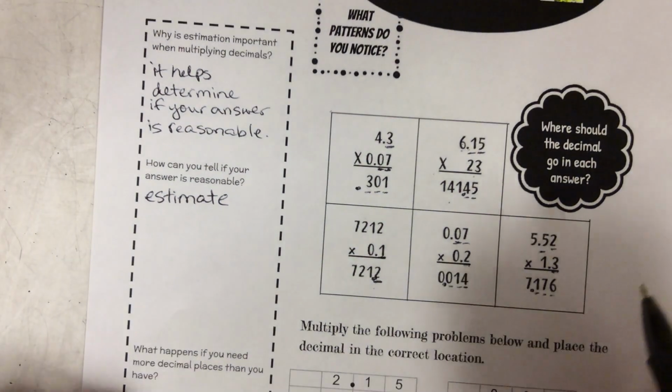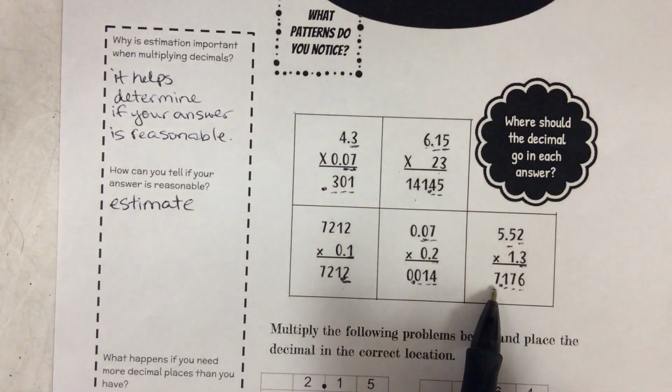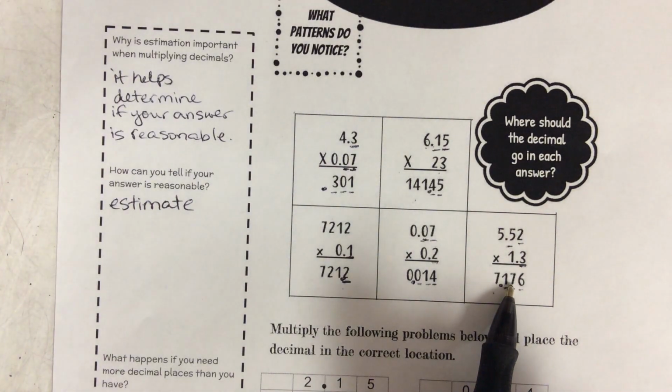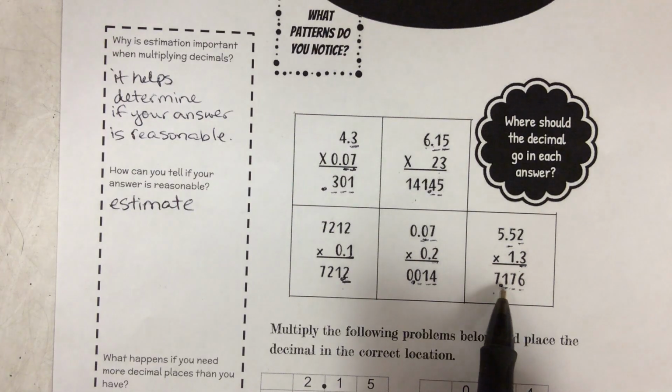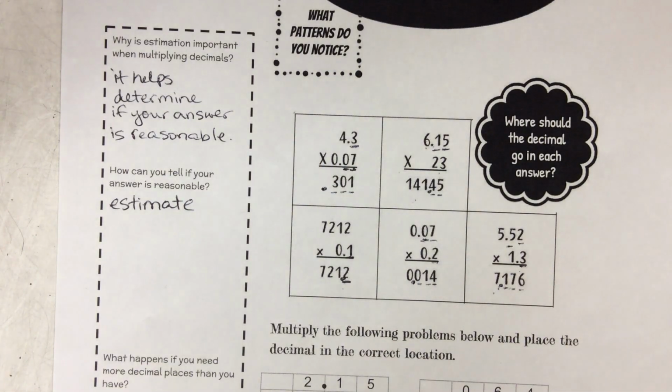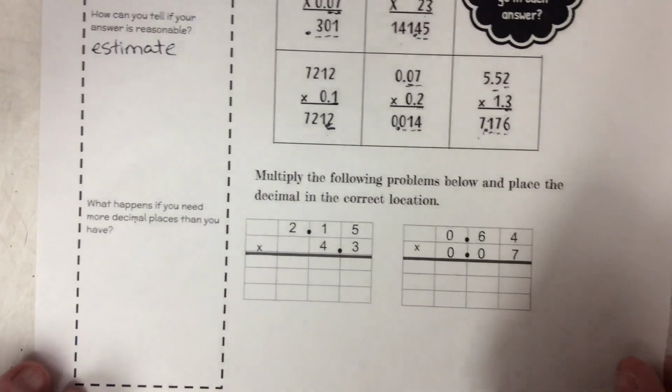This one, right down here, 5 times 1 is 5. If I had my decimal over here, and I know it's not a 7, but these are a little bit bigger than 5 and a little bit bigger than 1. So my answer should be a little bit bigger than 5 because 5 times 1 is 5. But if I had my decimal here and I got 71, I would know that it is in the wrong place. All right, so right down here, we're going to practice these.